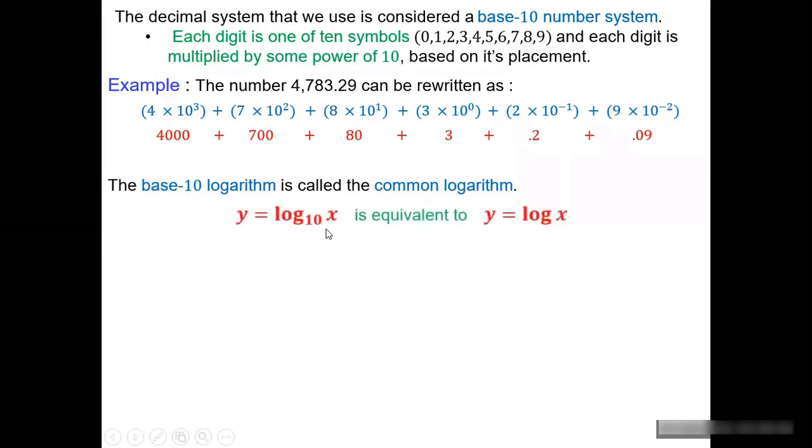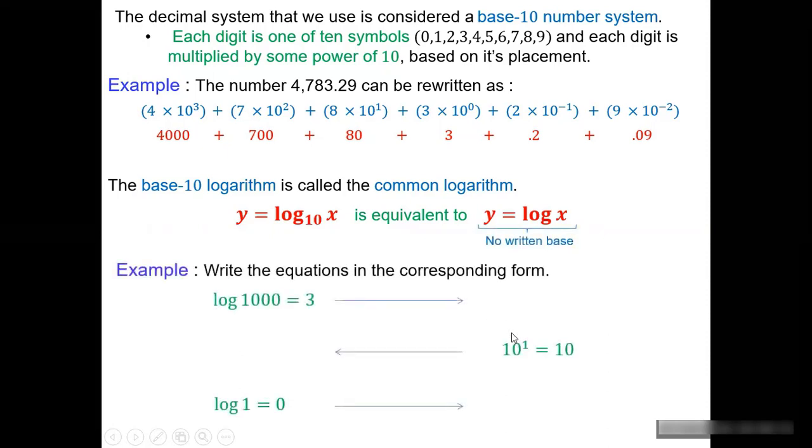So if I ever see y equals log base 10 of x, that could be rewritten as simply y equals log x, so that you don't see a number below the logarithm. So if there's ever a logarithm without a base, we have to imply that the base is 10. So let's do some conversions for these problems.